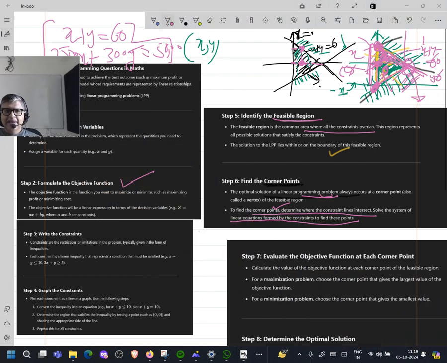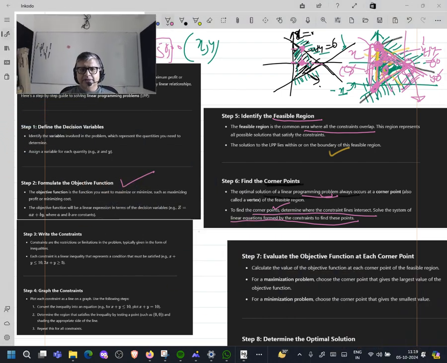Now we have found the corner points. There may be more than one corner point which you may calculate. Now using this, what you have to do is calculate. So you have found x and y. Put the value of x and y in the profit function, the objective function.